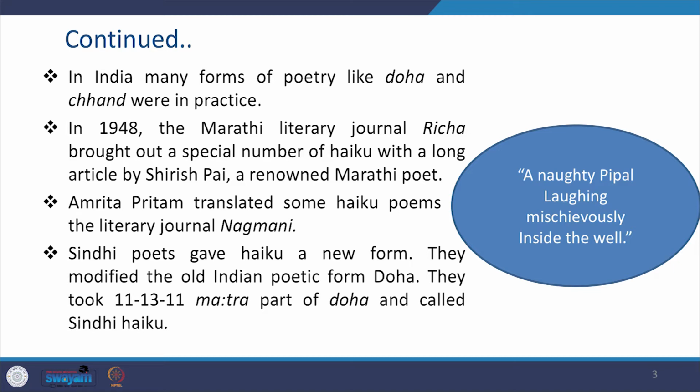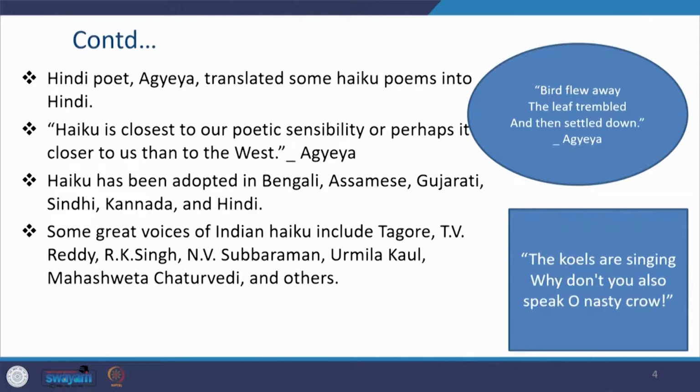We can also find some of the haikus which have been translated, such as: naughty people laughing mischievously inside the well. It is quite significant to mention here that haikus are small poems, usually a 3-liner, but they are full of images and full of metaphors, and in order to find out the meaning one has to be very serious in order to extract the meaning of a haiku poem. Haiku has been adopted in other languages such as Bengali, Assamese, Gujarati, Sindhi, Kannada and Hindi.